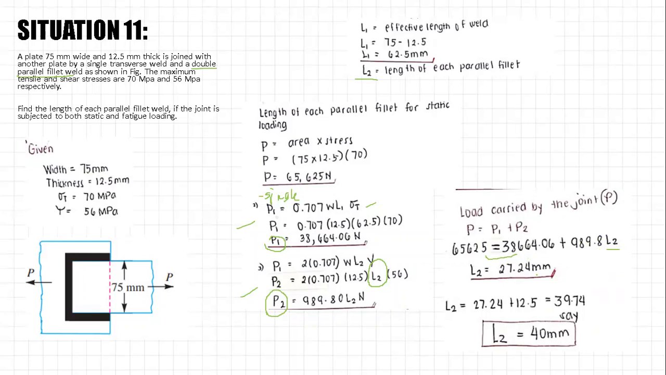But this is not the answer yet. Once we get this value, we add 12.5, which is the thickness, to get the length of the parallel fillet for static loading. So we can get 39.74 mm, or we can say 40 mm. So we have now the length for static loading.